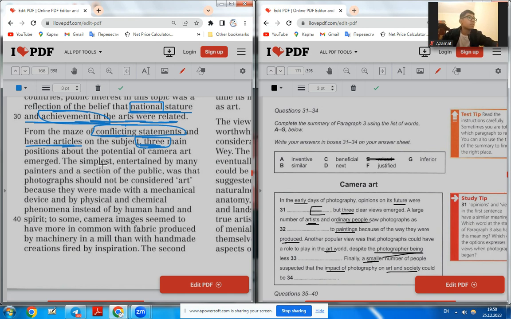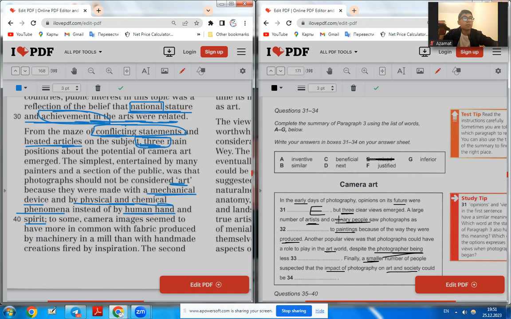The simplest view, entertained by many painters and a section of the public, was that photographs should not be considered art, because they were made with a mechanical device and by physical and chemical phenomena instead of human hand and spirit. To some, camera images seem to have more in common with fabric produced by machinery in a mill than with handmade creations fired by inspiration.